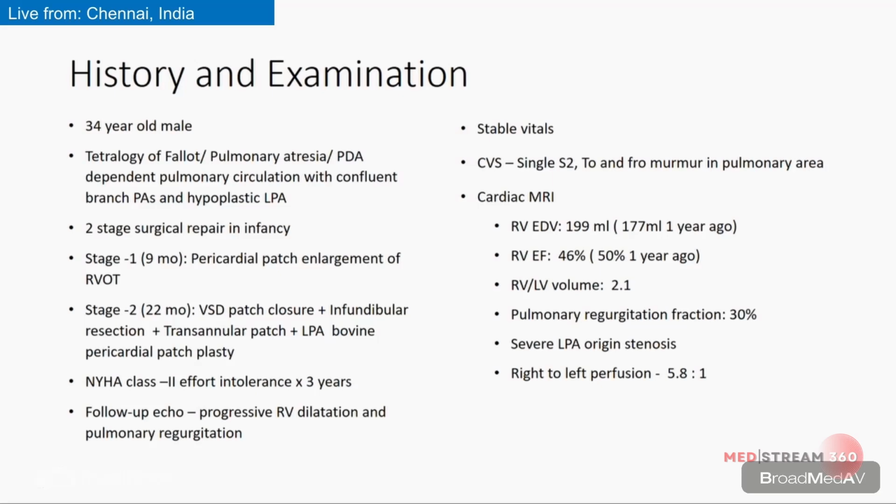He was doing well and he has been having class 2 symptoms for the last 3 years. His echocardiogram showed progressive right ventricular dilatation and pulmonary regurgitation. So we performed a cardiac MRI.